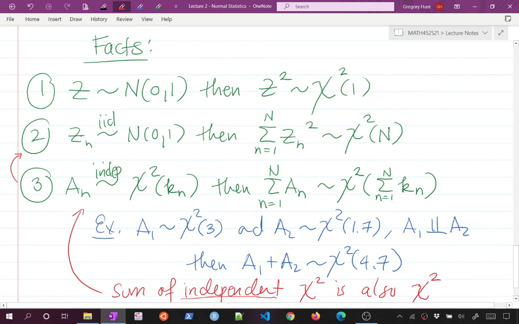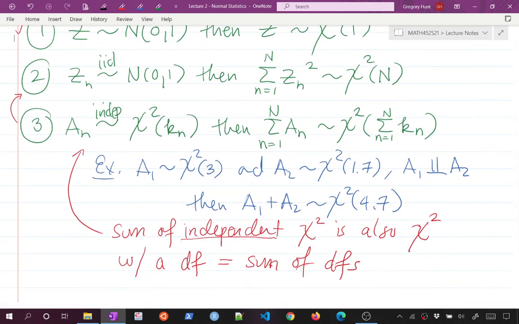Right? So basically, if I believe fact 1, and then if I have a bunch of standard normals that are independent, then if I square them, these are all chi-squared on 1, and so if I sum them up, they're chi-squared on n. So just a couple facts. Basically, square a standard normal, you get a chi-squared. You sum up independent chi-squareds, you get another chi-squared, and you sum the degrees of freedom. So they behave pretty nicely.